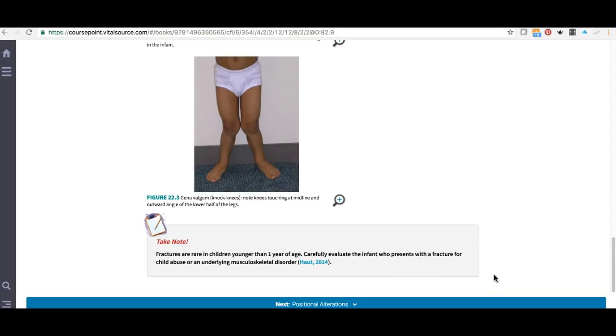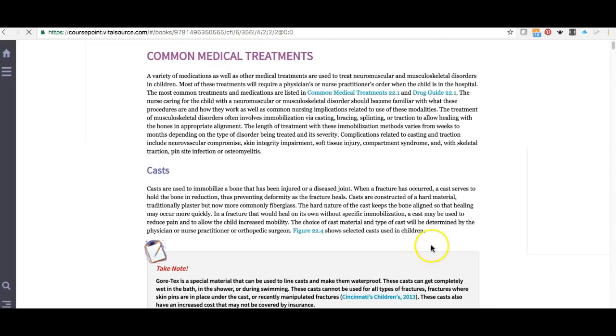Fractures are really rare in kids younger than 1 year of age because of their elasticity and the cartilaginousness of the bone. So anybody that presents under 1 year old, if they don't have a really good story and you're suspicious, it might warrant some investigation.